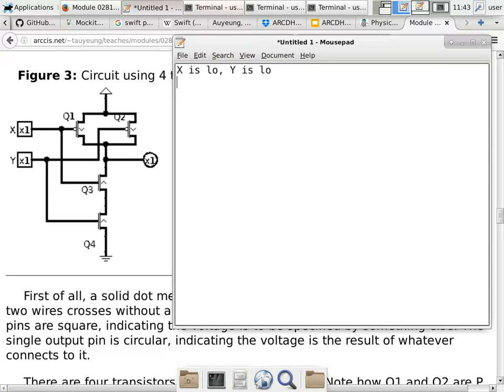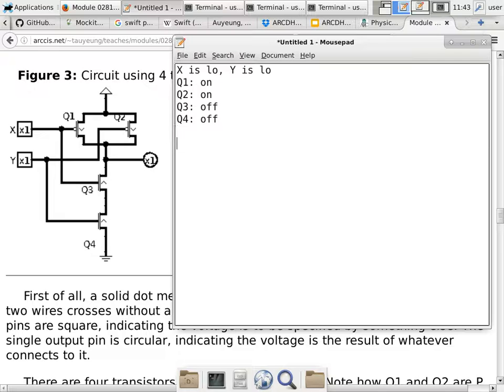Okay, so the first thing we want to know is, are we turning on or turning off all of these transistors? So we'll go ahead and list Q1 all the way to Q4. So is Q1 on or off when X is low, Y is low? There's a bubble, which means a high voltage is going to turn it off, which means a low voltage is going to turn it on. Okay, so Q1 is on. What about Q2? On. Q3 and Q4 is off.